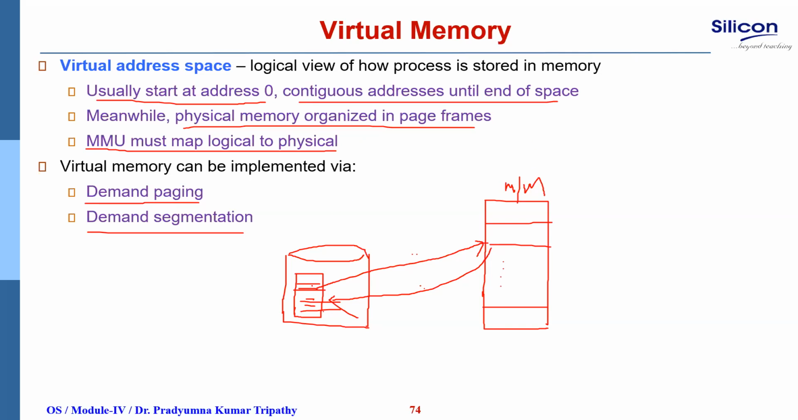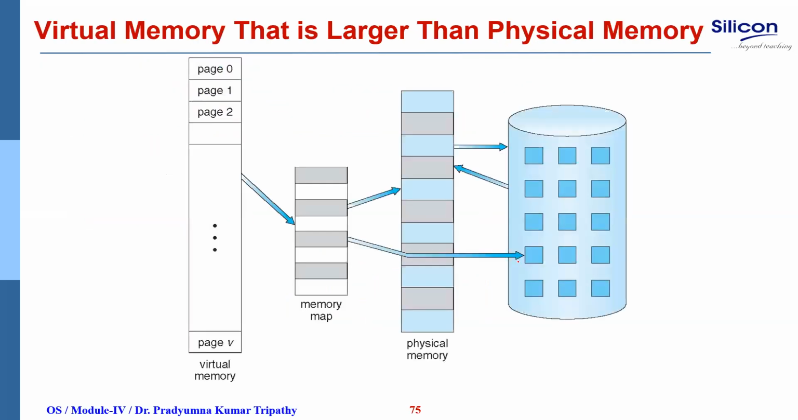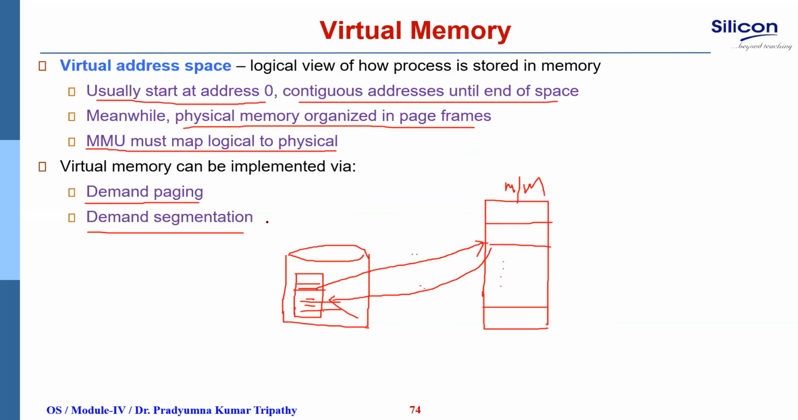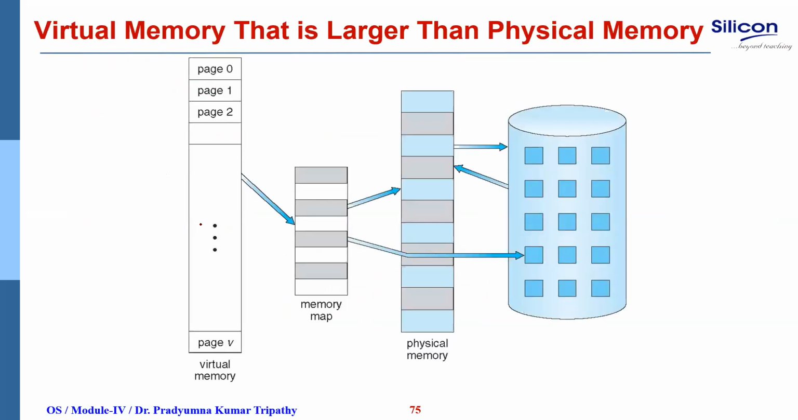Suppose page 0 is not being demanded, I will not load it into the memory. If it is demanded, then only I will load it. If page 3 is requested, then only I will load it. Correct? So it is not that I will load the entire program into the memory. I will load whichever is required or demanded at the time. Similarly for demand segmentation, whichever segment is required, or the processor demands, at that time it will be loaded.